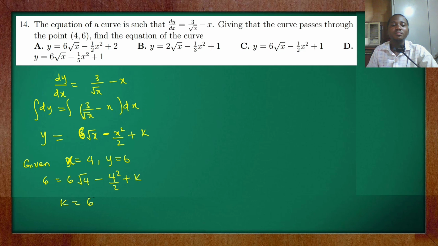6 minus, this is what? 12 minus 8. Okay, so that means this is going to be what? This should be plus because you are taking it to the other side. No, this should be minus, then this should be plus. So 6 plus 8 is 14. 14 minus 12 is what? Is 2. So that means our curve is going to be what? 6 root x minus x squared over 2 plus 2.